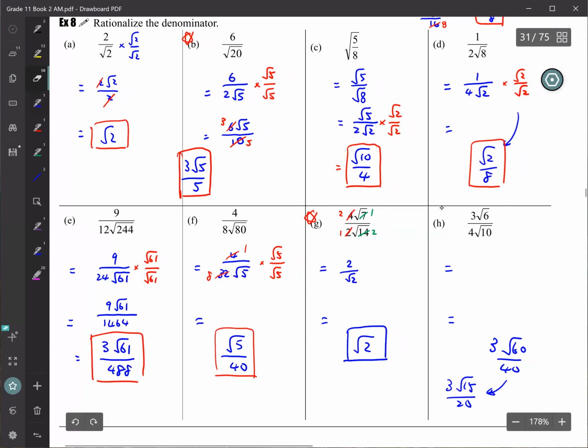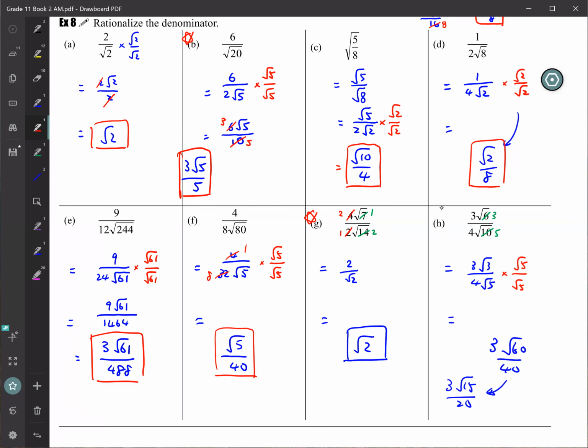Last one, we can also do the inside. Probably you guys went straight to rationalize, right? But if you look at the inside, we can reduce them, make the number smaller. And then that will give you 3 root 3 over 4 root 5. We rationalize root 5, and that will give you the 20 root 15.